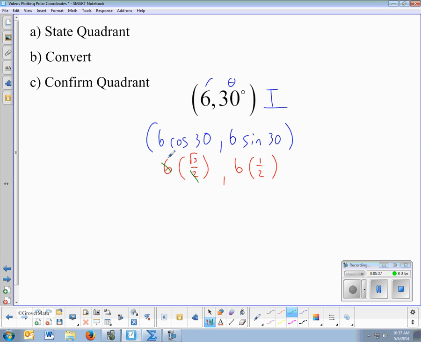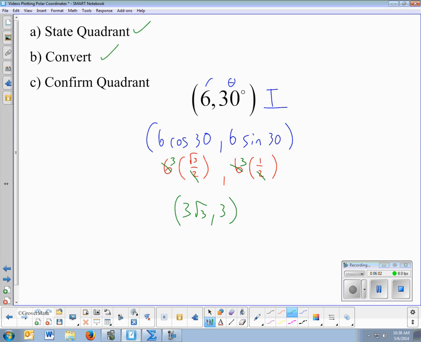So that's really 6 divided by 2 is 3. 3 times rad 3 is 3 rad 3. And you divide by 2 here and get 3. 3 times 1 is 3. That is my answer. That's my x comma y answer for 6 comma 30 degrees as polar. This is my rectangular coordinate, 3 rad 3 comma 3. And so that's my conversion process.